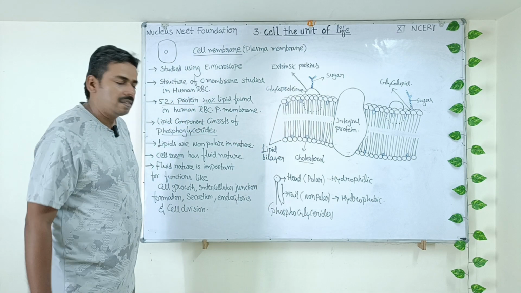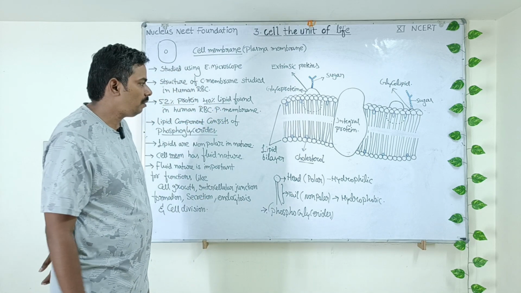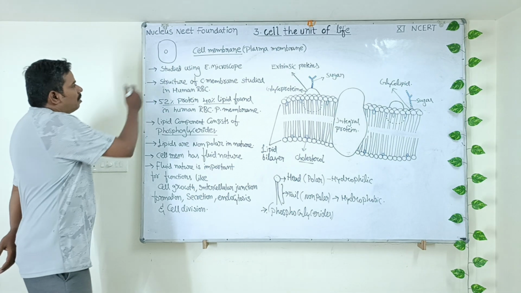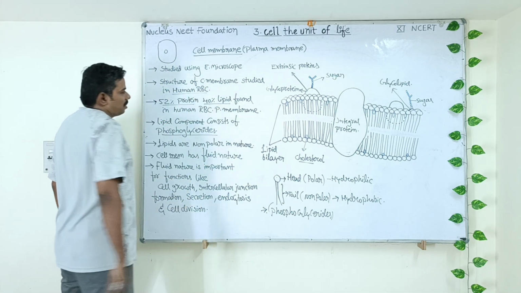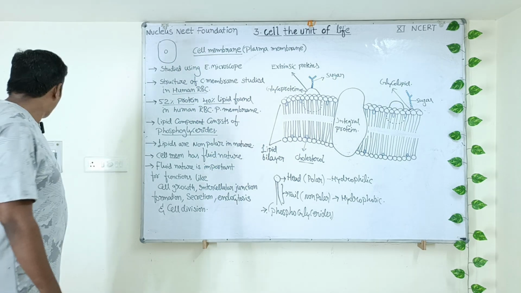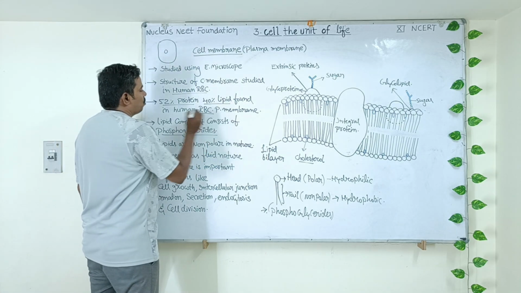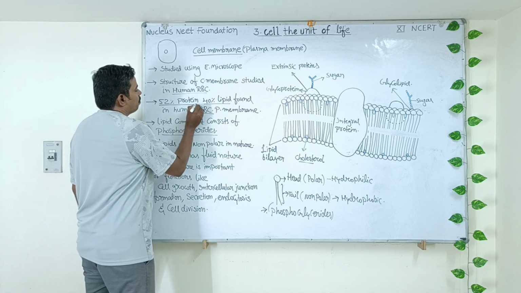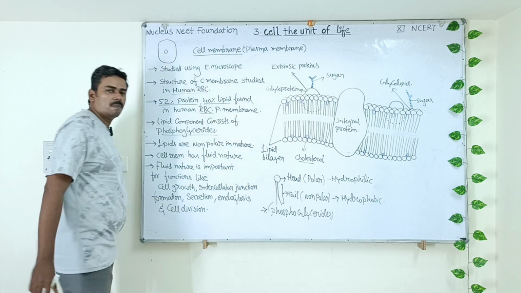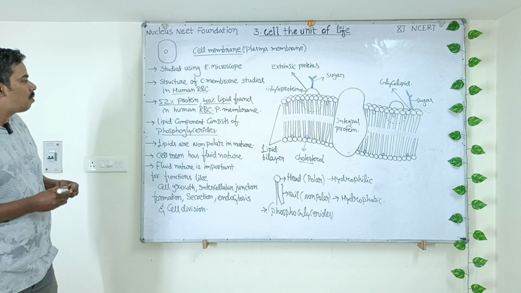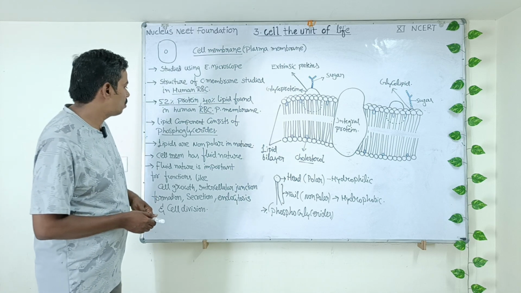Chemically, the lipids which are present in the plasma membrane are called phosphoglycerides. Understood, students? Now let us see. The structure of cell membrane was studied in human RBC. When scientists studied the structure of human RBC, they found that the plasma membrane of human RBC consists of 52% protein component and 42% lipid component. Which component was more? Protein component was more in human erythrocytes.